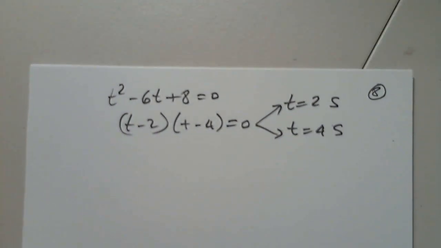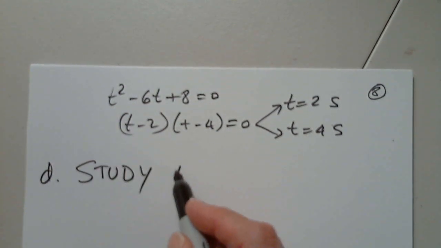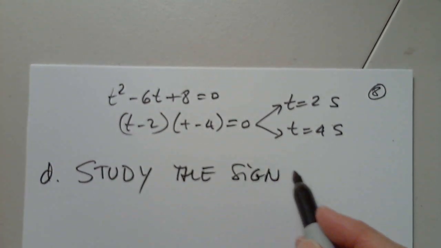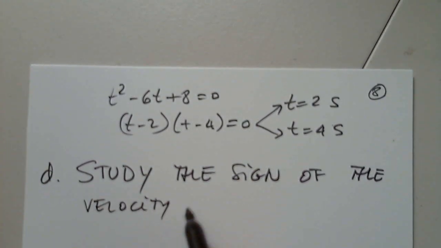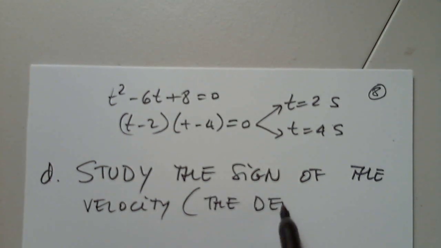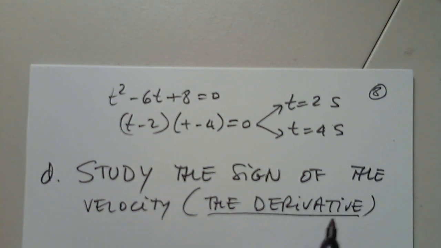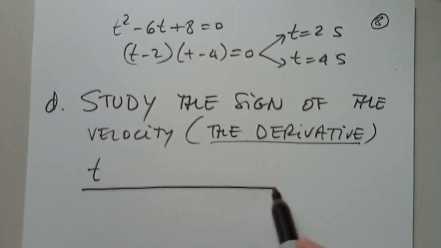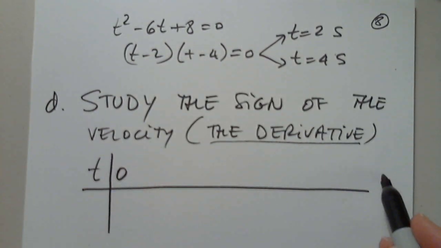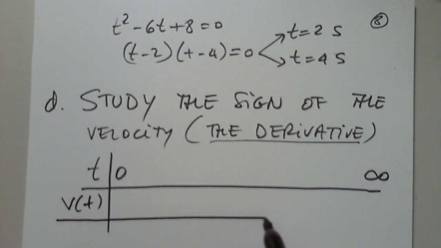In order to determine that, we have to study the sign. So this is my part, what was it? Of course, it's D. Very important. Study the sign of the derivative, that's the derivative, the velocity. So I'm going to do this. T from 0 to, not possible, but you know what I mean. I'm going to put here v of t.